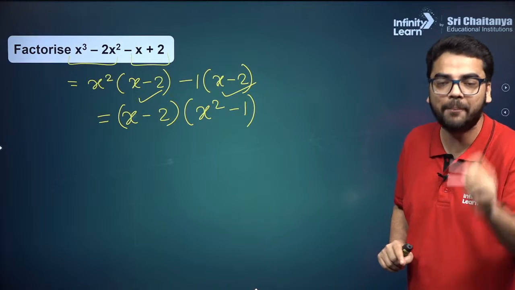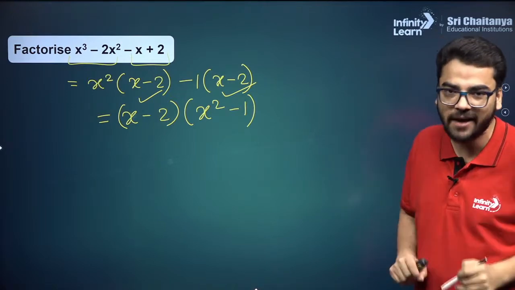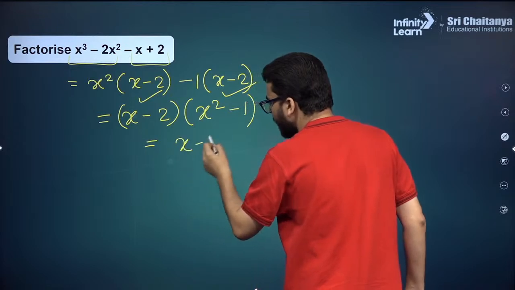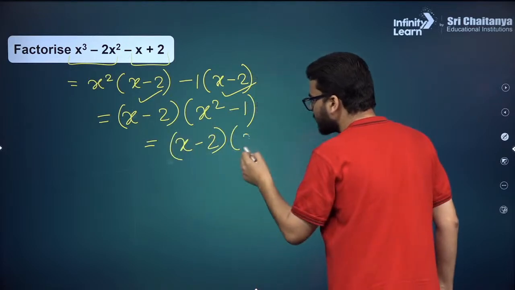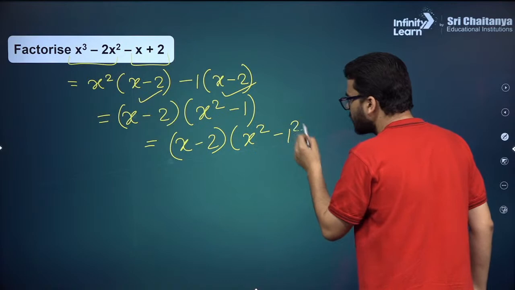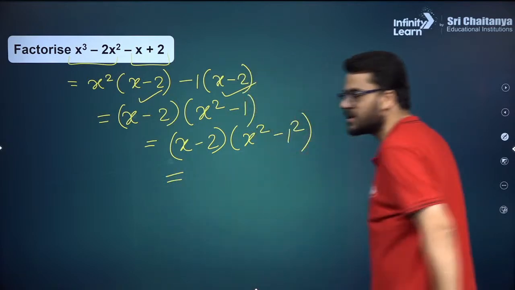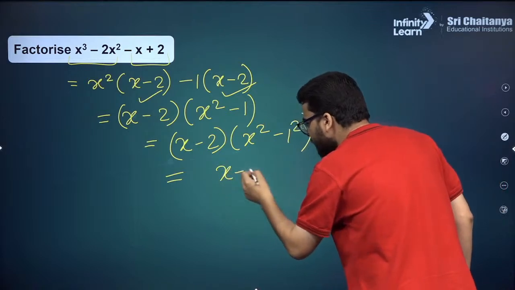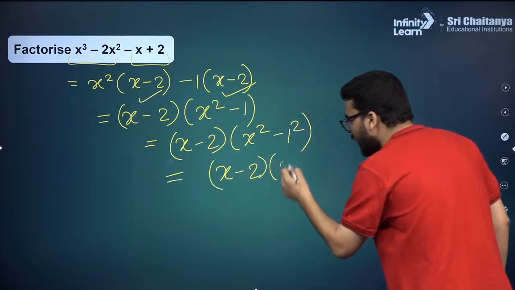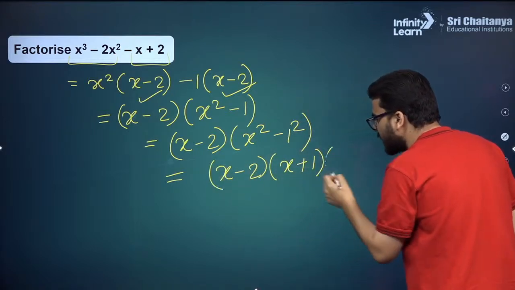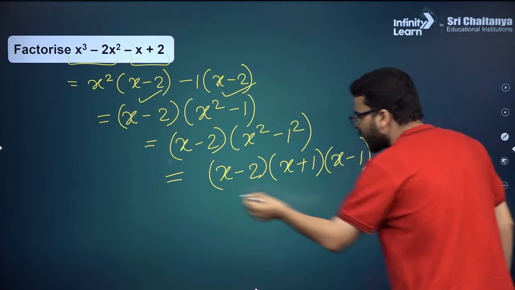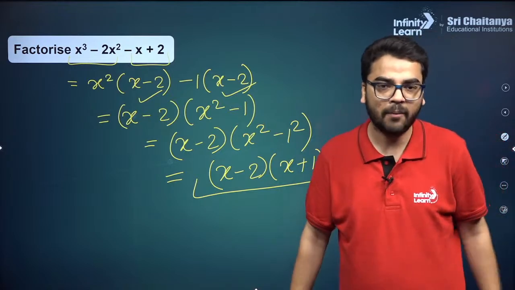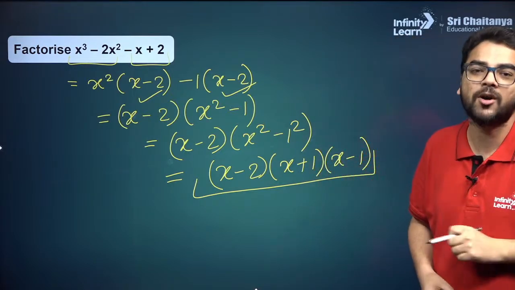But this will not happen every time. Please understand that. Now this can further be factorized, x square minus 1. I can write it like this, x square minus 1 square. So can I not use the a square minus b square identity, that is equal to a plus b, a minus b? So this is x minus 2, and over here can I not write x plus 1, x minus 1? So isn't it the required factorized form of this cubic polynomial? Tell me. But every time this will not be possible.